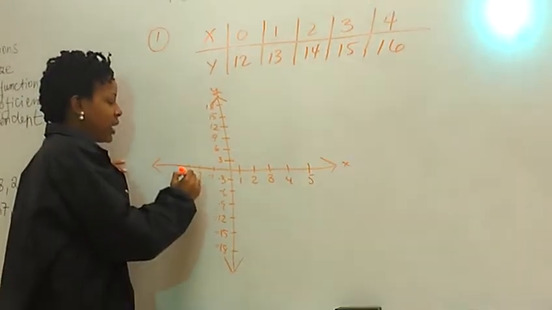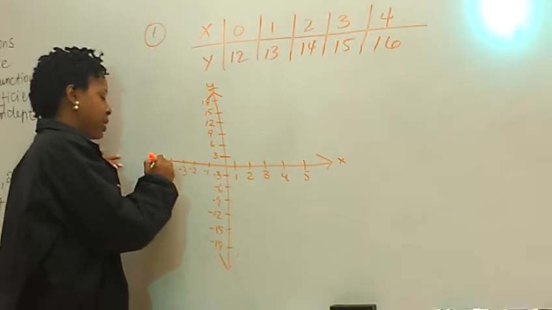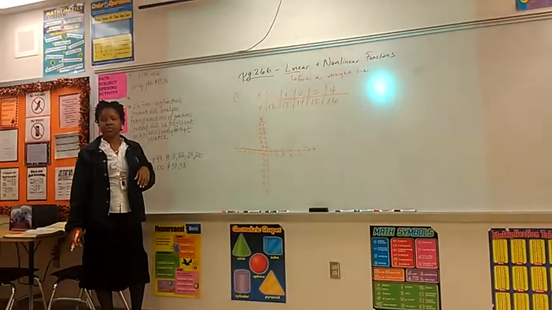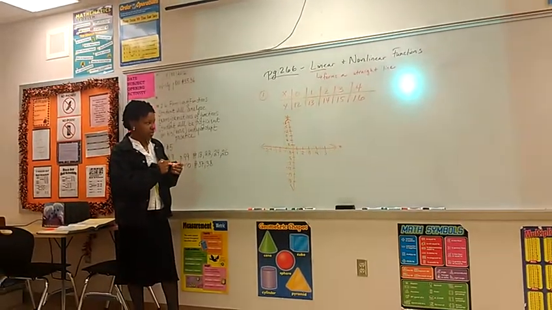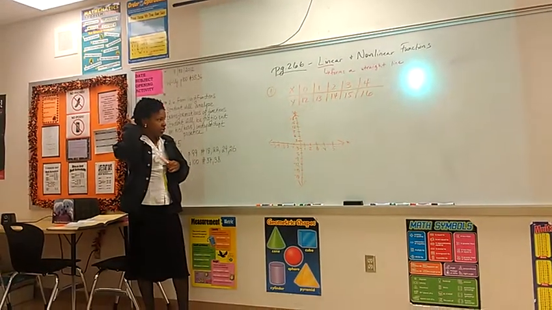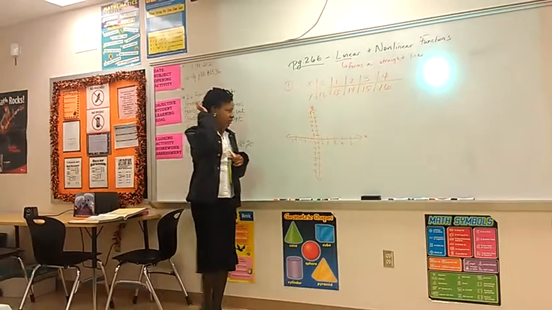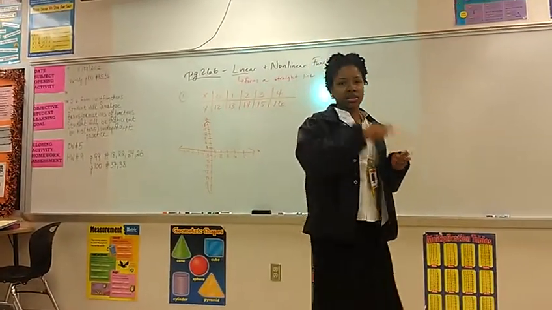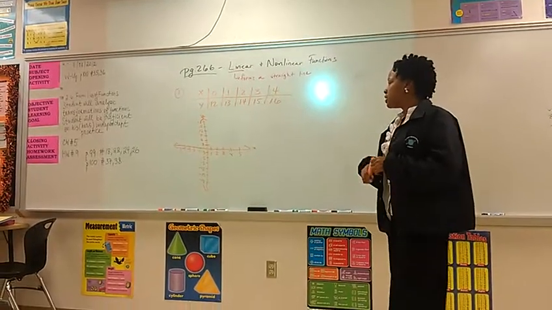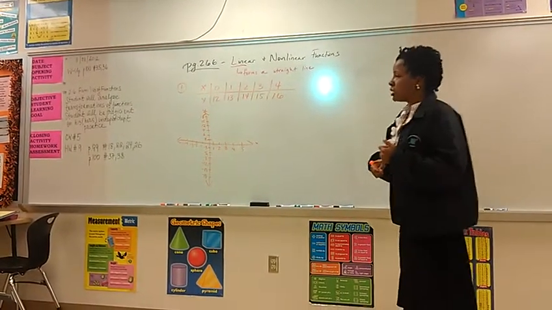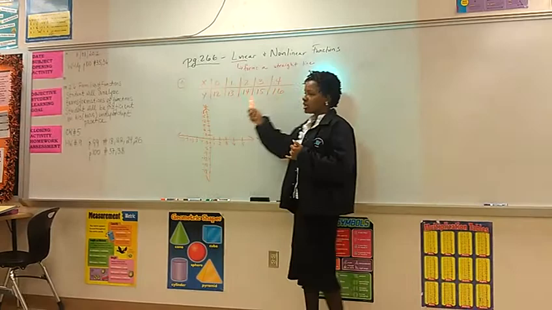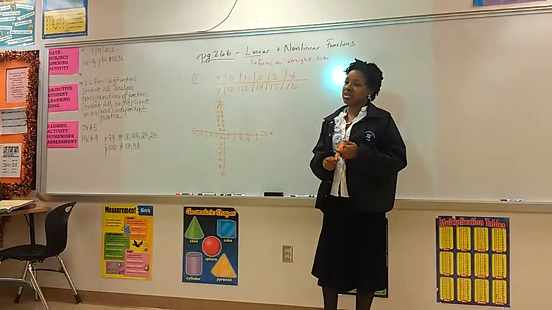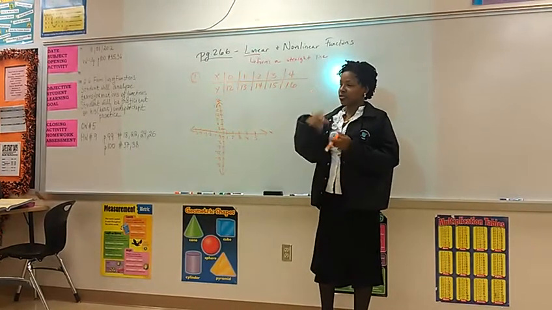Don't forget what you're counting by. On the x-axis, you're counting by ones. And on the y-axis, you're counting by threes. The reason why I counted by threes is because if you count by ones, your graph is going to be ridiculous because you're going to have 16 little lines. If you count by twos, it's still going to be a little rough because you're going to have to go to 16. So that's going to be 8 little lines. If you count by fours, you're only going to have 2 lines.